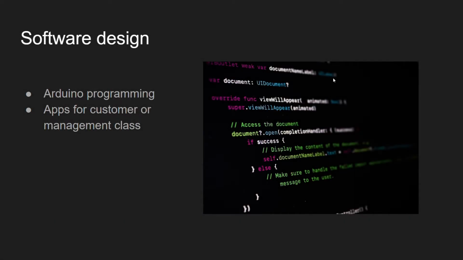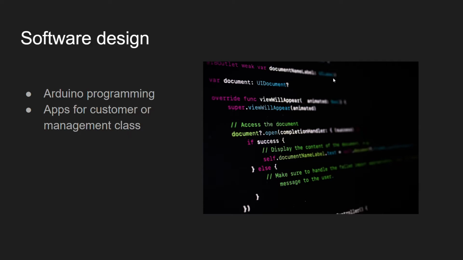I'm Chen Feng, responsible for the software design of our project. Now I'm going to introduce you our software design and the progress. The software design of our project could be divided into two parts. One is the programming on the Arduino, and the other is an app for the customer to view the air quality information online.